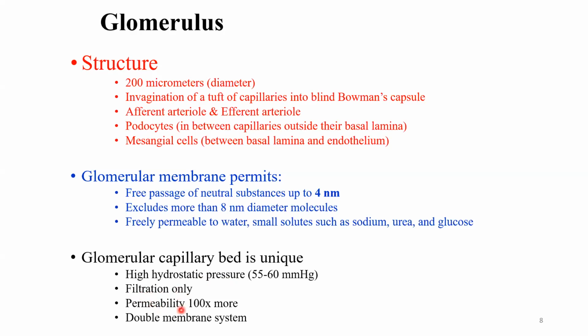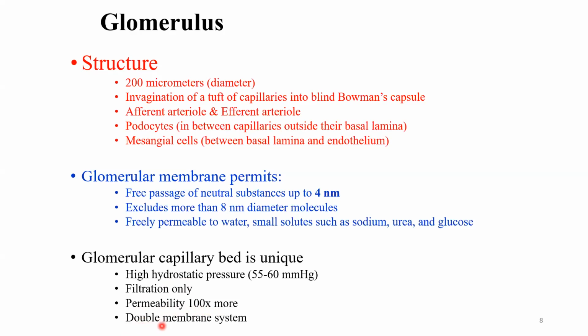Then the permeability, it is 100 times more because the pressure is more. The structure of the whole thing is such that under high pressure, lots of stuff is supposed to go through the glomerular membrane into the Bowman space and onto the long tubule to be acted upon by the proximal tubule, the loop of Henle, and so on. So the permeability factor here is much more than your other capillary beds of the body.